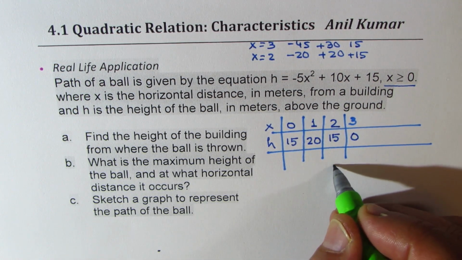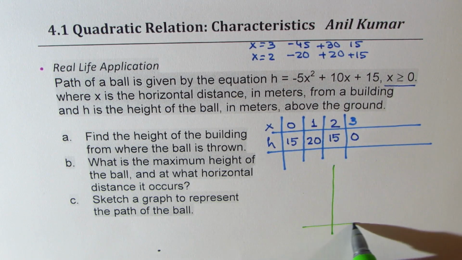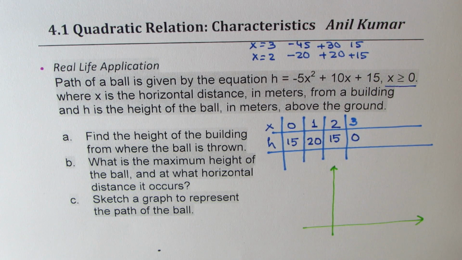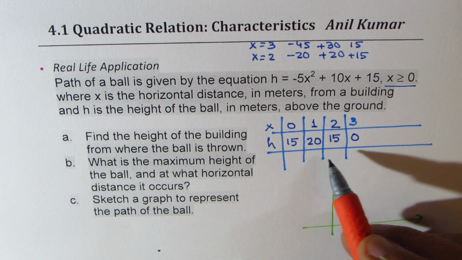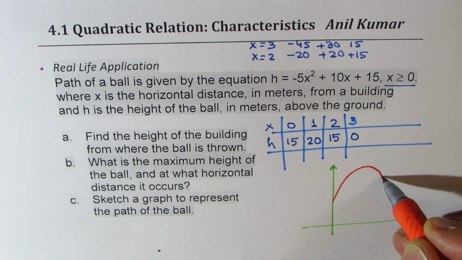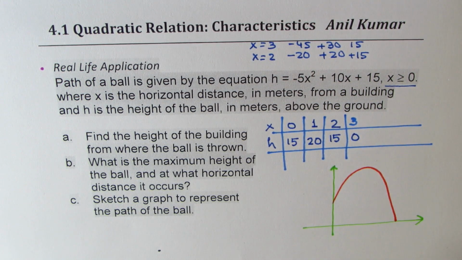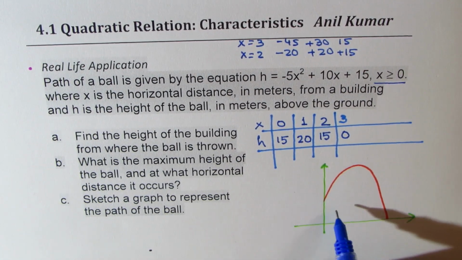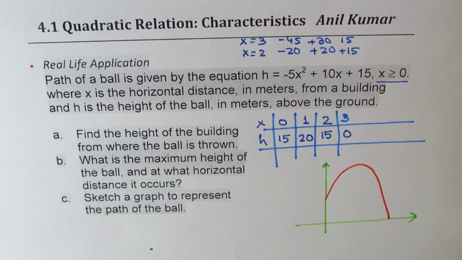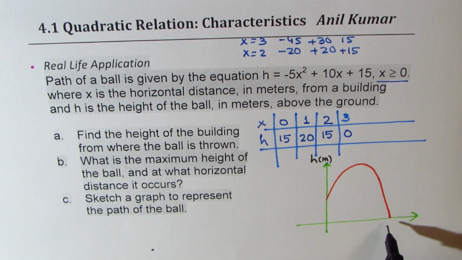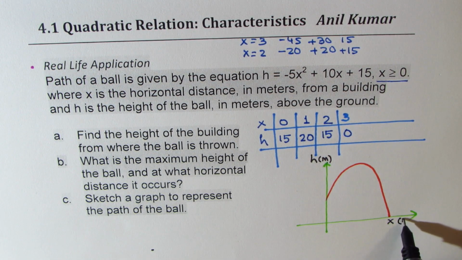So we can now sketch this. I've actually taken a very simple equation. The idea is to understand the concept. So what you notice here is that the ball is thrown, it goes up to a maximum height of 20, kind of like this, and then drops down like this, right? Now in this particular graph, here we have height in meters and the distance x is in meters, correct?